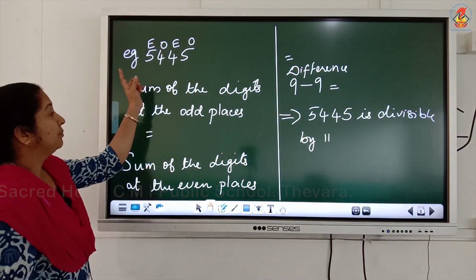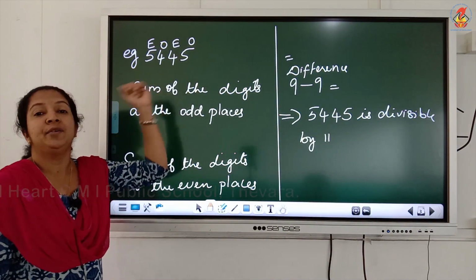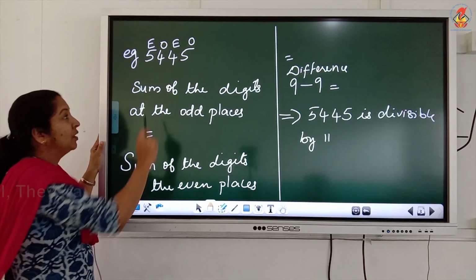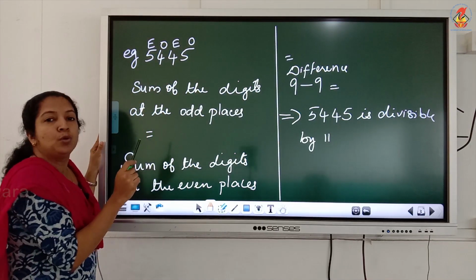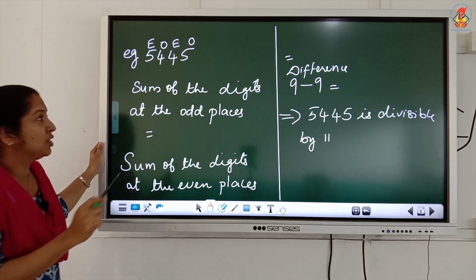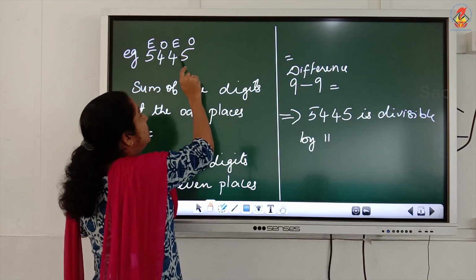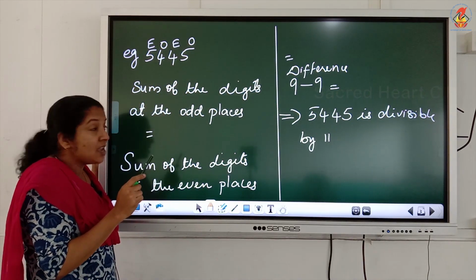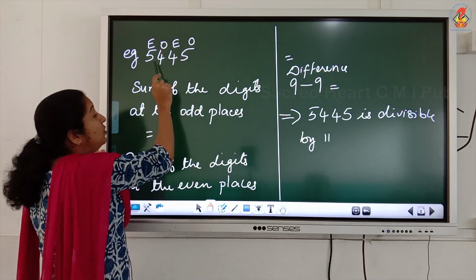So, example: 5445. I am dividing like this. From the right you have to divide. This is the first place, so odd. Second place, even. Third place, odd. Fourth place, even. This is how the division is. First place odd, second place even, third place odd, fourth place even. So, odd, even, odd, even.